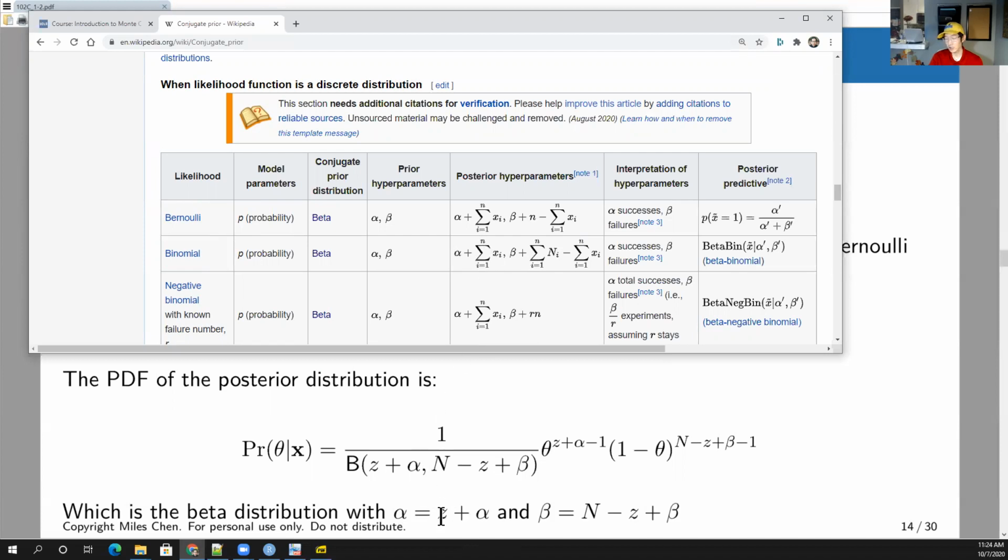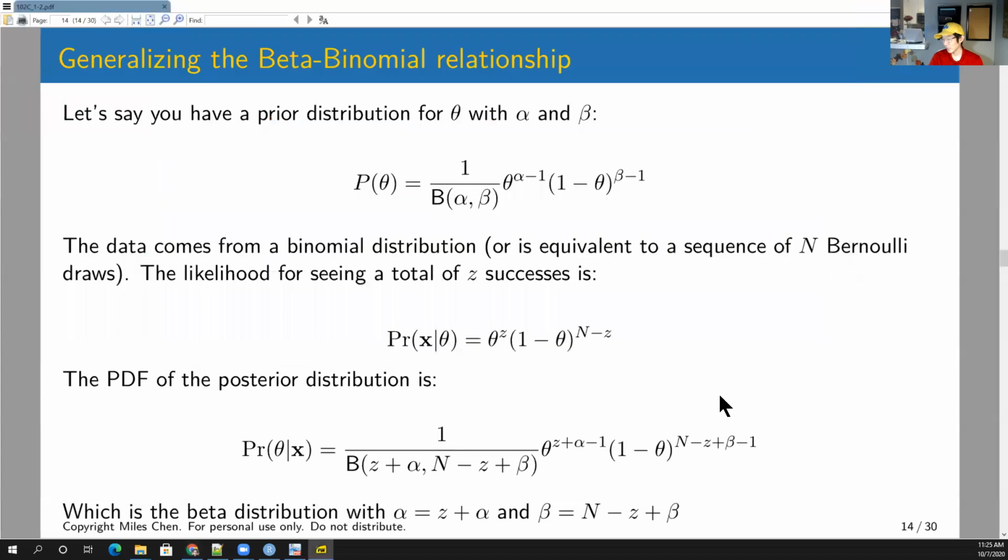So z for us is the total number of successes, which is the same as the sum of x. And beta is equal to beta plus basically the number of failures, which we can see here is n minus the sum of the x's. So n minus z. So we're getting the exact same thing that Wikipedia shows, which I guess is good.